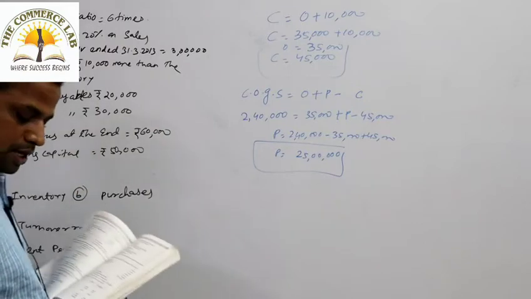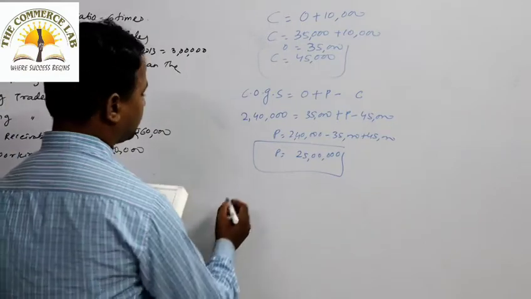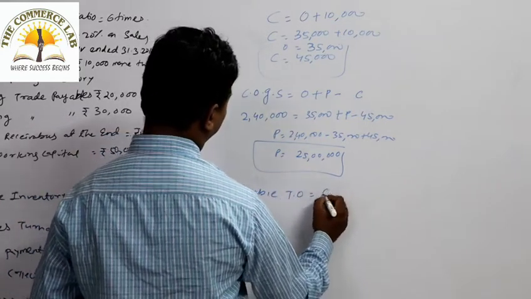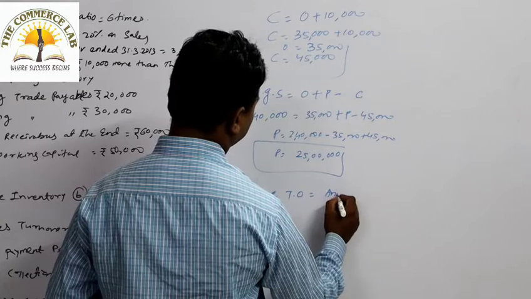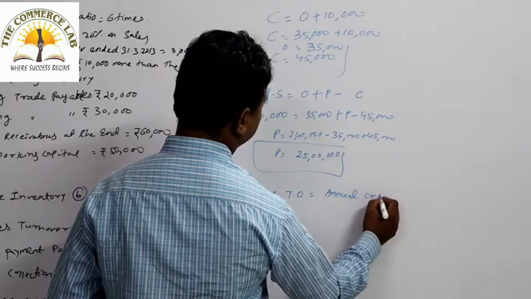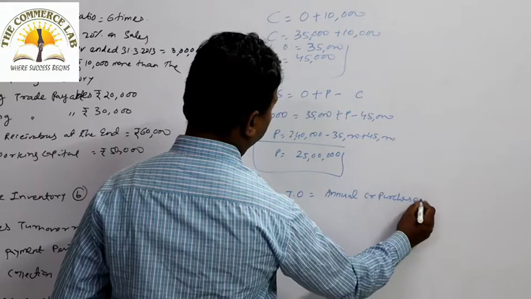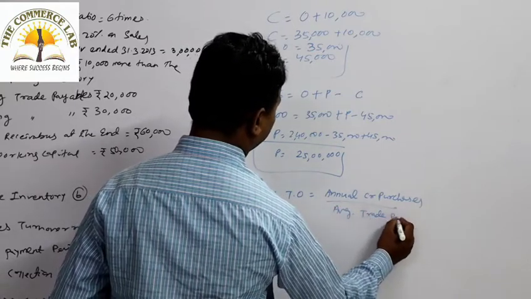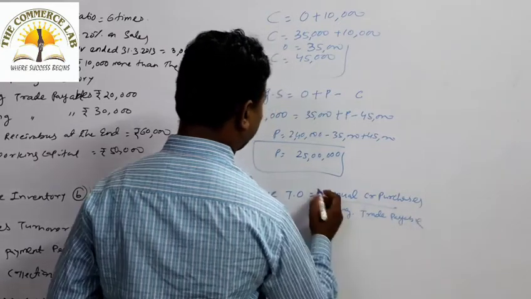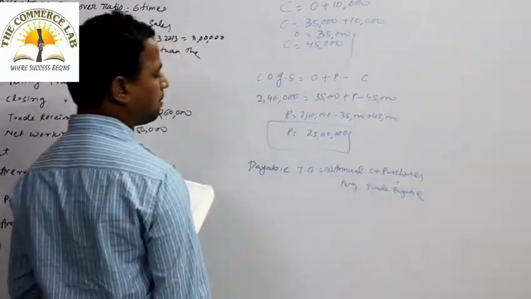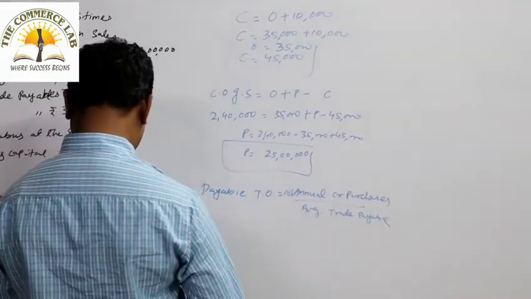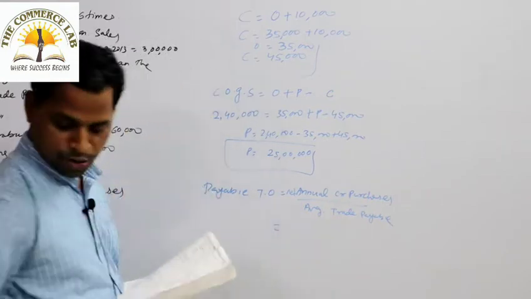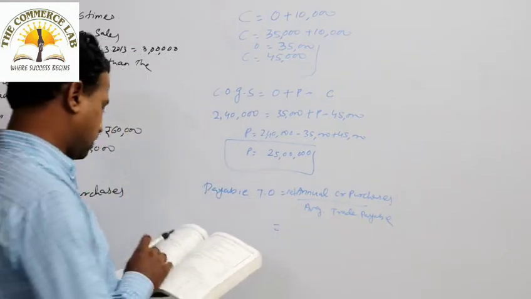Then the next bit is the payable turnover ratio. How do we calculate payable turnover ratio? Net annual credit purchases divided by average trade payable. So net annual credit purchases divided by average trade payable will be your payable turnover ratio. That is the C bit that is asked. So how do we calculate net annual credit purchases?